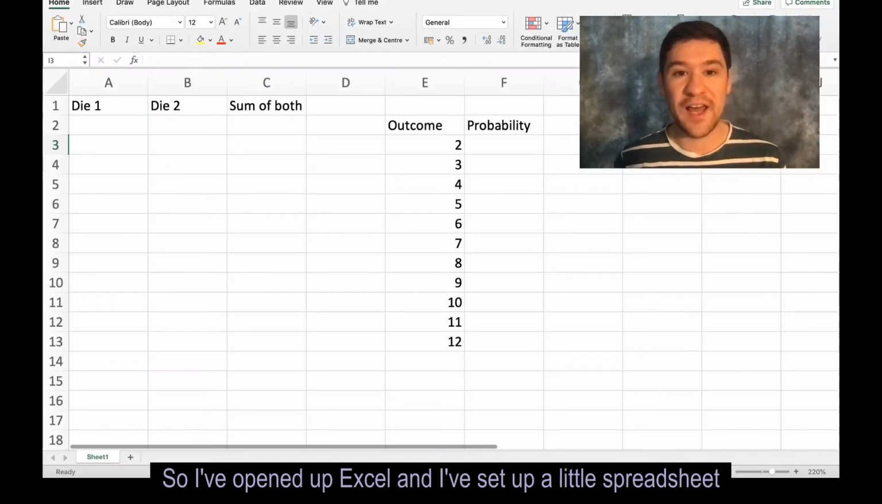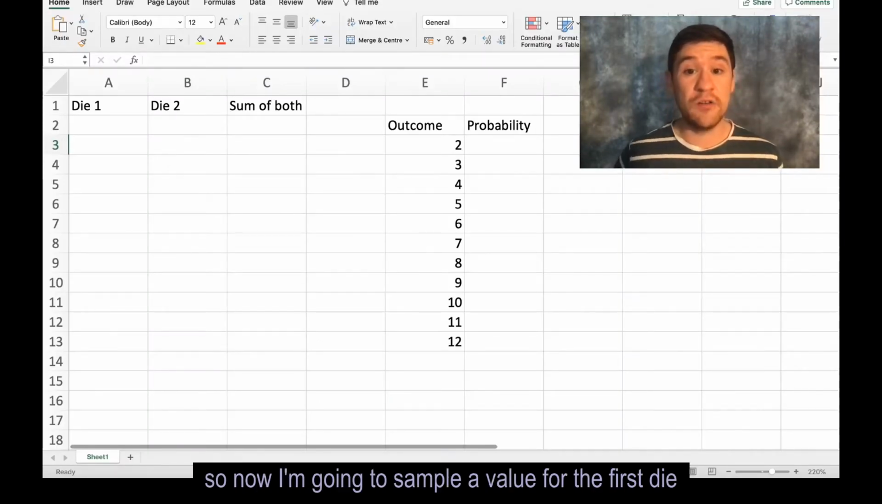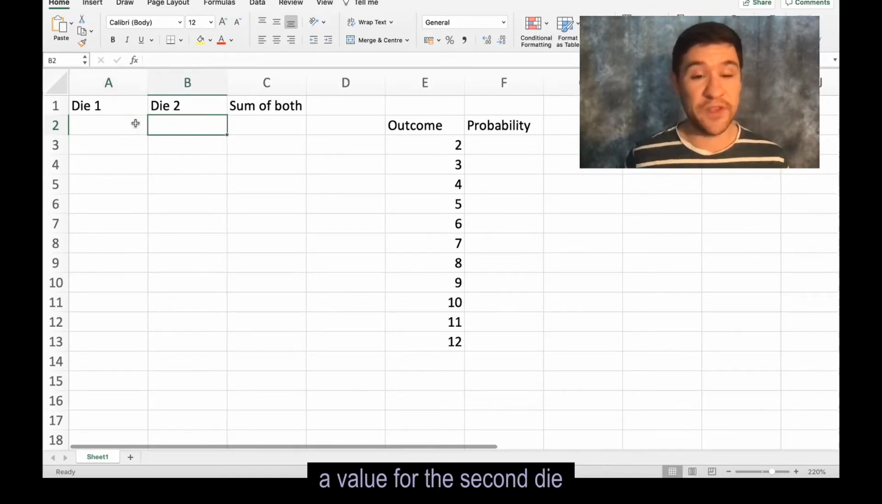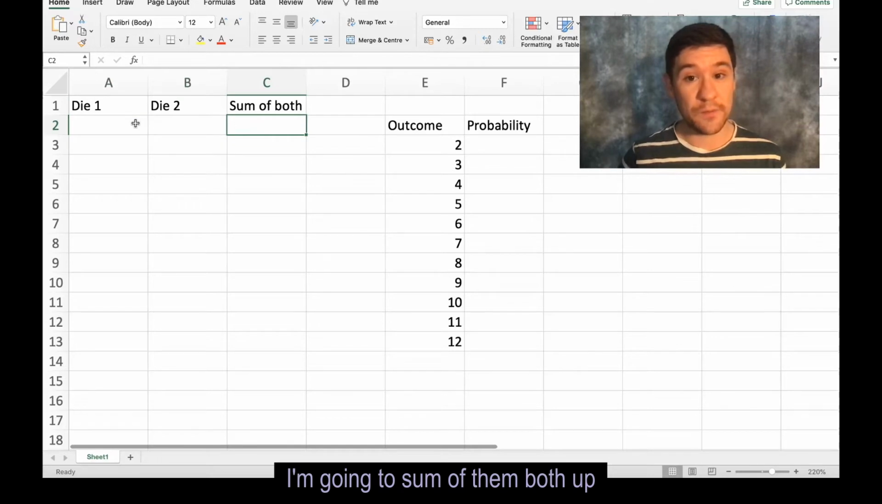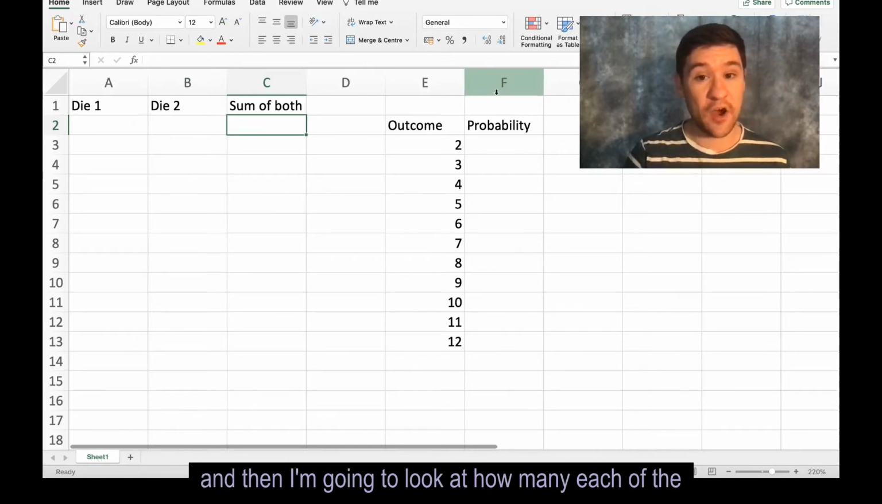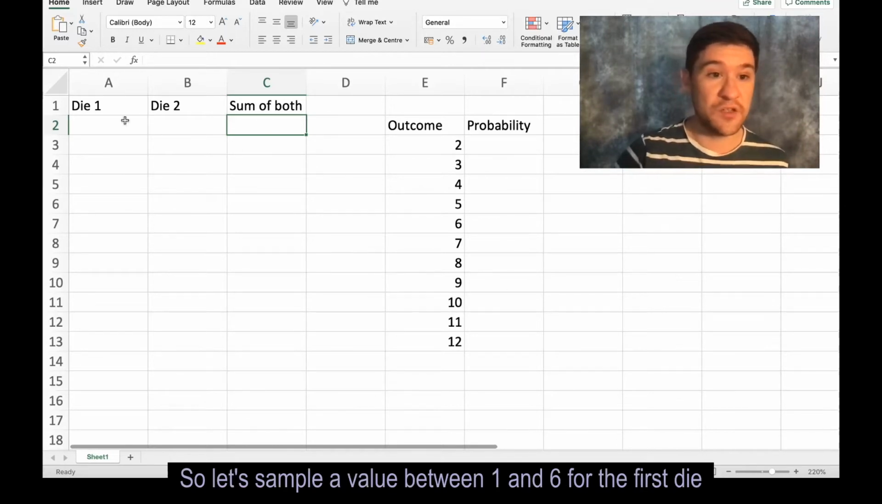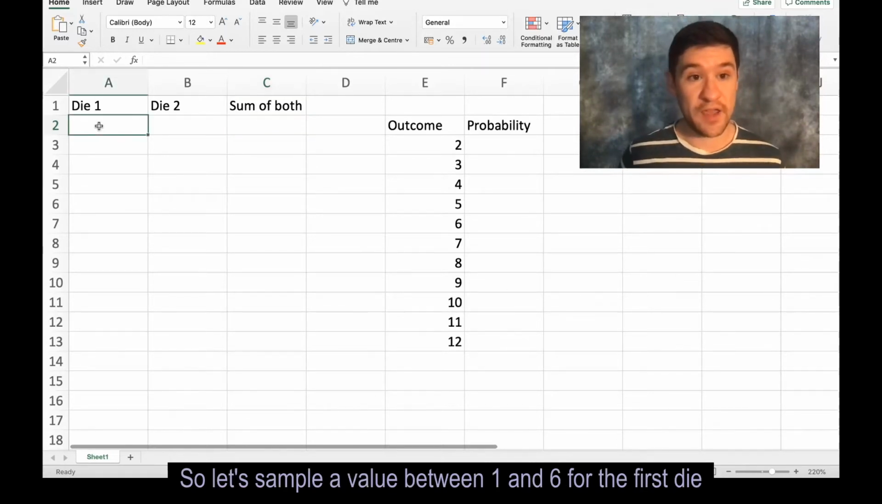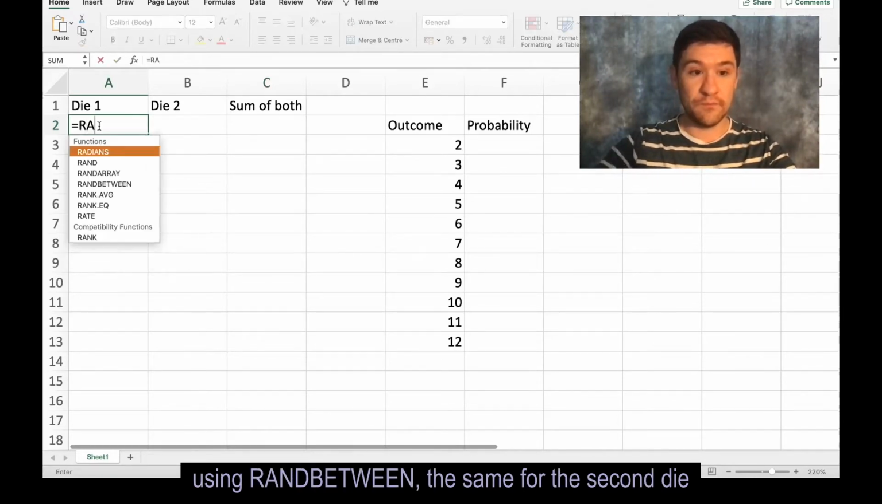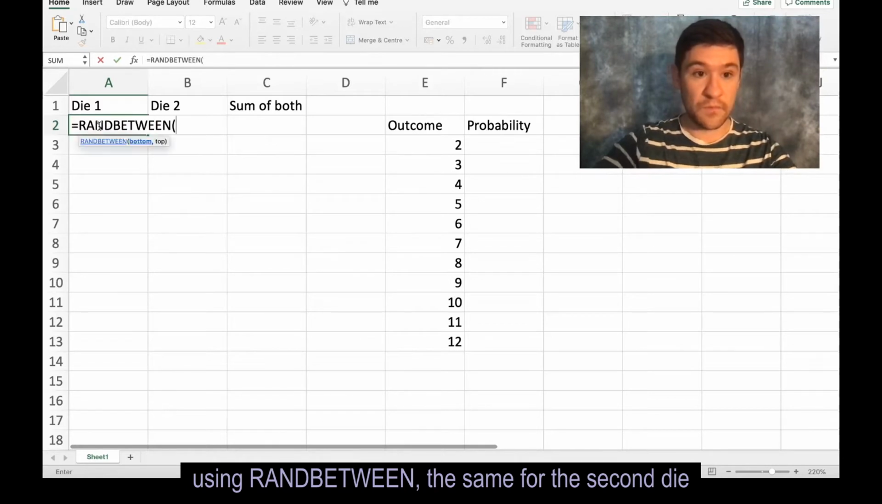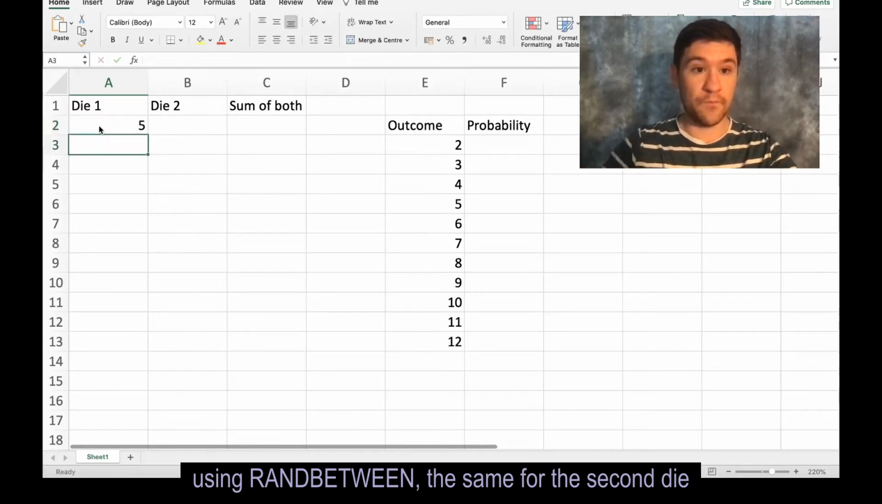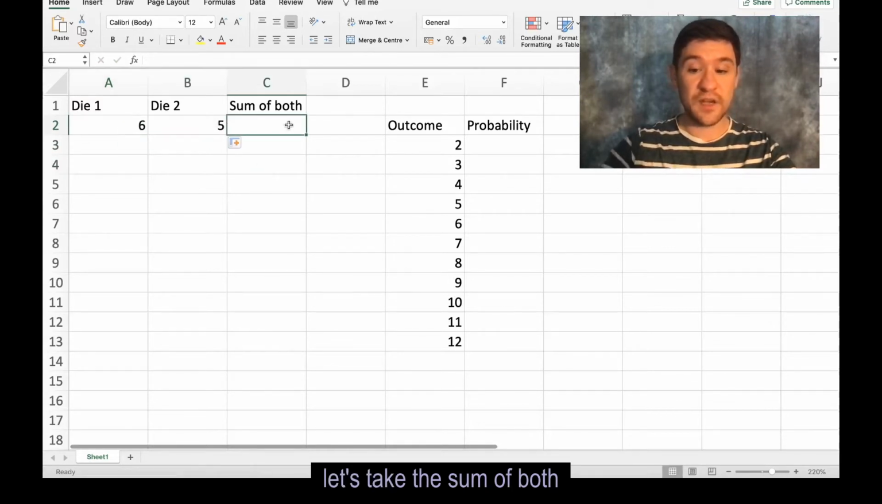So I've opened up Excel and I've set up a little spreadsheet. So now I'm going to sample a value for the first die, a value for the second die. I'm going to sum them both up, and then I'm going to look at how many of each of the possible outcomes I get and what is their probability. So let's sample a value between 1 and 6 for the first die using RANDBETWEEN. And the same for the second die. Let's take the sum of both.